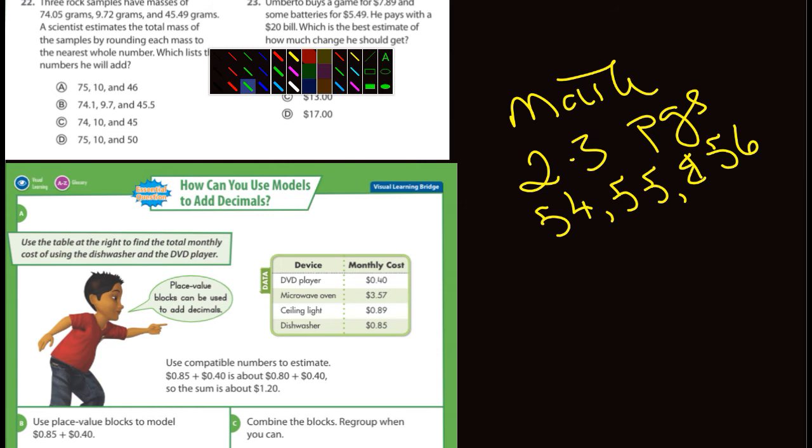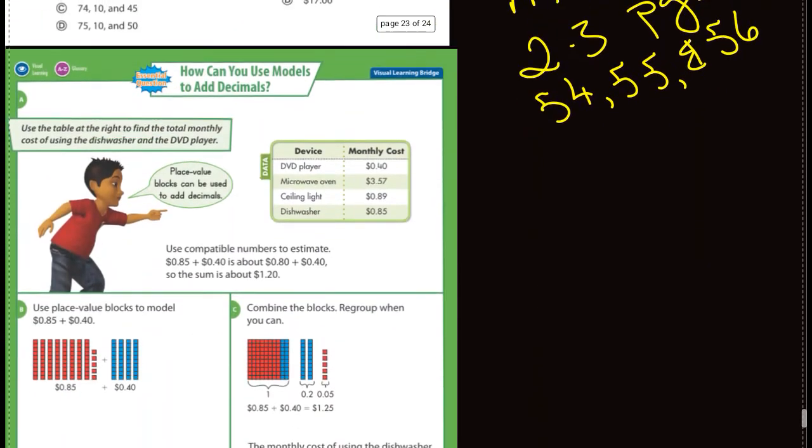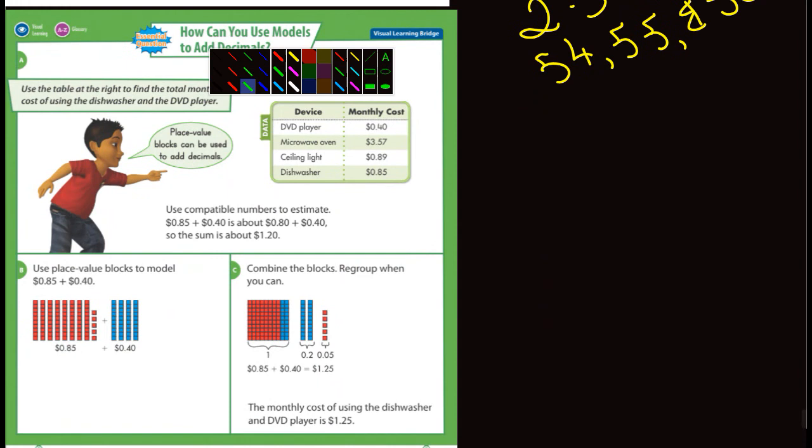Let's see here. What page is this? Looks like it's page 54. It says use the table at the right to find the total monthly cost of using the dishwasher and the DVD player. And it says use compatible numbers to estimate. In this particular lesson, they often have us use models such as blocks, which I don't know that we have a way to do. And they give us some examples here.